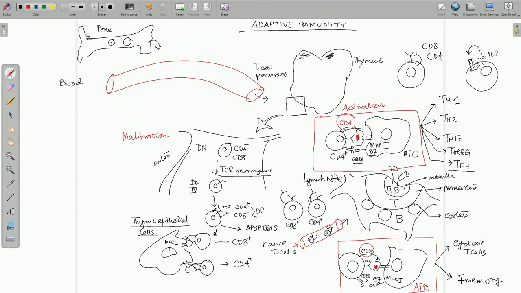So this is the cell mediated part of the adaptive immune system. It is the cell mediated part of the adaptive immunity that we focused on today, and in the next class we will try to understand the humoral part of the immunity, which is the B cell mediated. So this was the T cell mediated adaptive immune response. In our next class we will try to describe the B cell mediated humoral immune response. Thank you very much.